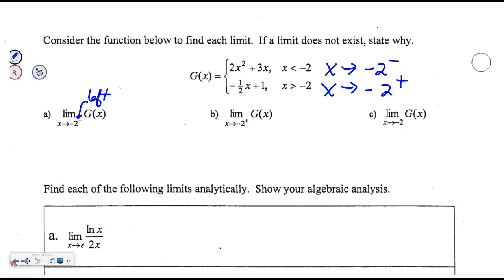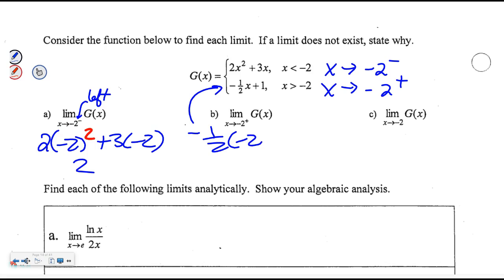So all you do is plug it in. You just go up here and say I'm going to do 2 times -2 squared plus 3 times -2. You do a little arithmetic. 8, 6, -2. Watch my arithmetic. I'm trying to go fast because I want to get to a certain spot. Am I good? When I come in from the right, that's going to send me to the bottom function because to the right of -2 is bigger. So I'd have -1/2 times -2 plus 1. 1 plus 1 is 2. I'm at 2 from both directions, but 2 doesn't exist. What is there on the graph there? A hole, not a gap. Not a jump, but a hole. So what's the limit? 2.